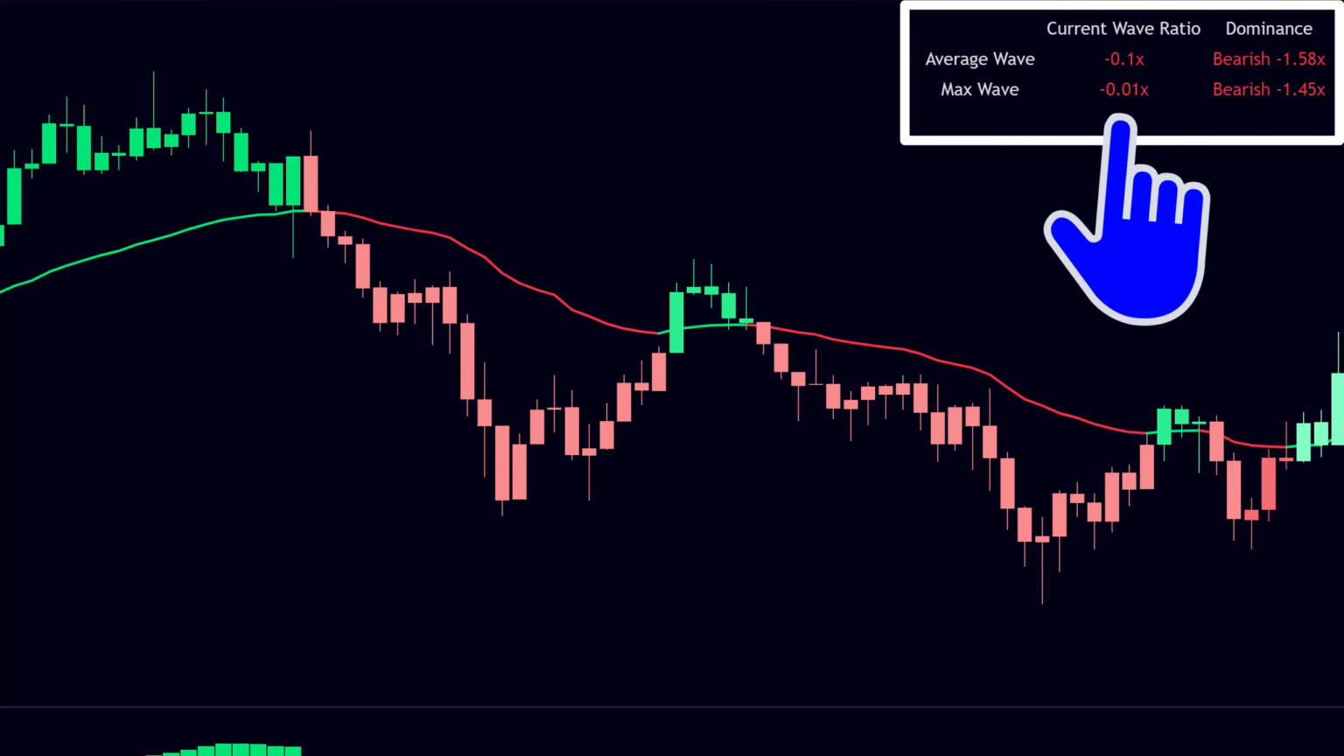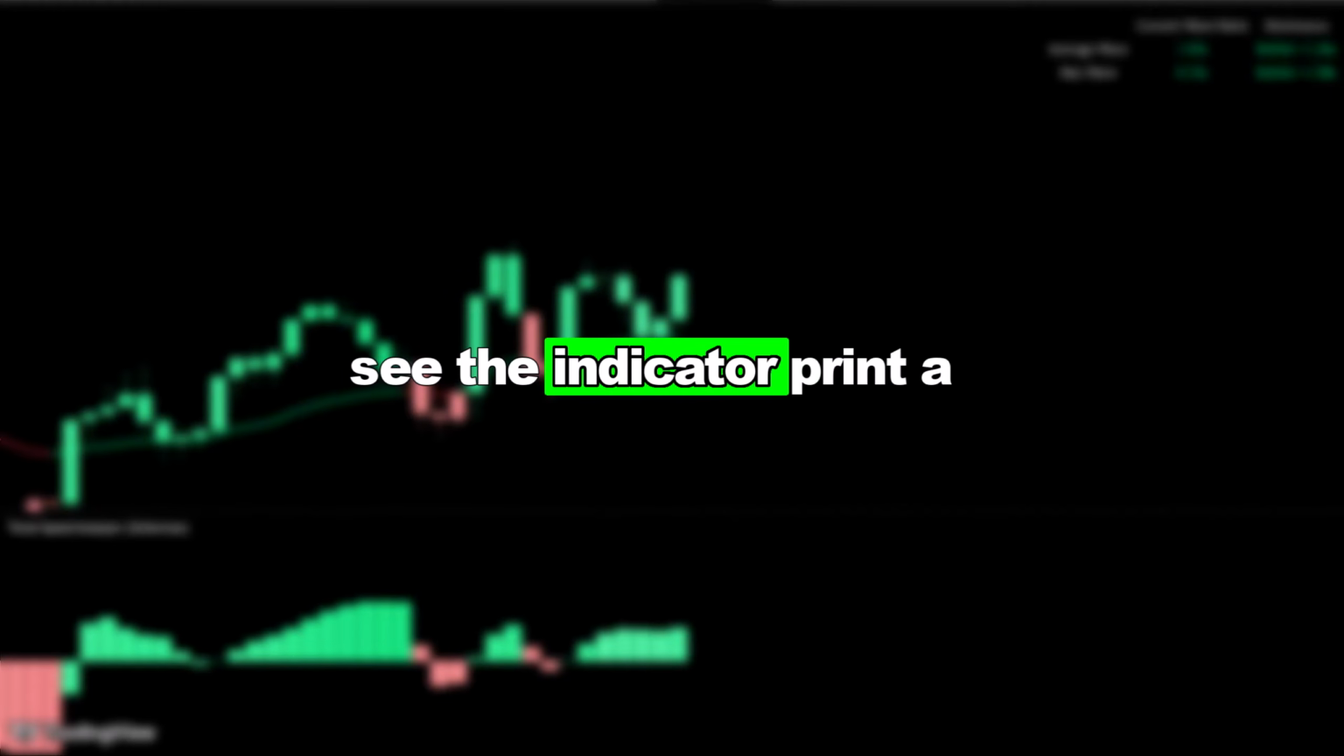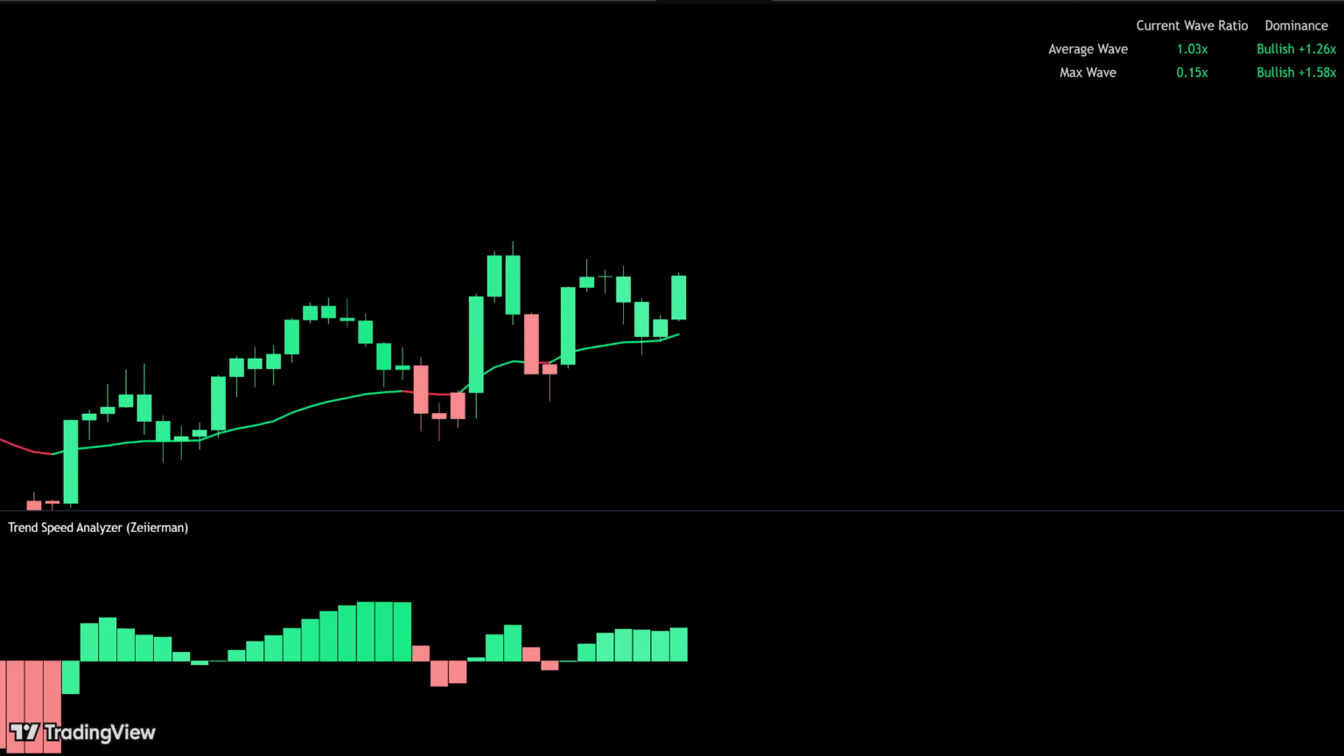Now, let me go ahead and show you some examples. So here is a valid bullish example. Basically, we want to see the indicator print a good entry model that we can use to execute this trade. Here you can see that when the price pulled back to this green moving average, there was no candle color change, and also the price formed this 3 inside up candlestick pattern, which is a bullish pattern.